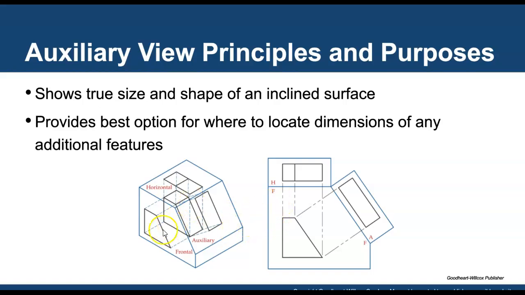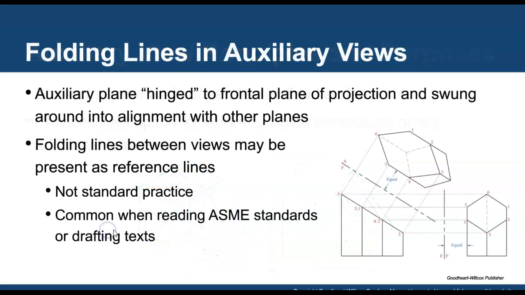So here's an example of how we would see it from the horizontal and frontal plane. In this case, we see the front view, we see the top view, and at right angles to that, we can draw projection lines out, and then we can create an auxiliary view that's going to give us true size and true shape of this, with everything projected off of there.